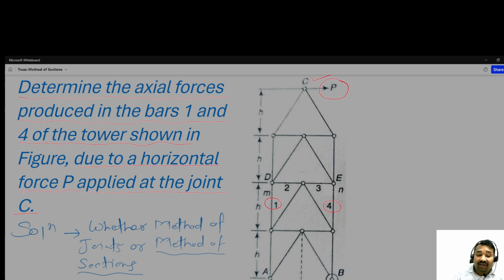ओके अगर मैथड ऑफ जॉइंट्स यूज करते हैं तो तभी यूज करें जब आपको सारी फोर्सेस का मेंबर्स फाइंड आउट करने हैं. ओके, सो दिस वी हैव identified. In this we are going to use the method of sections. Okay, now so आप देख सकते हैं 1 and 4.